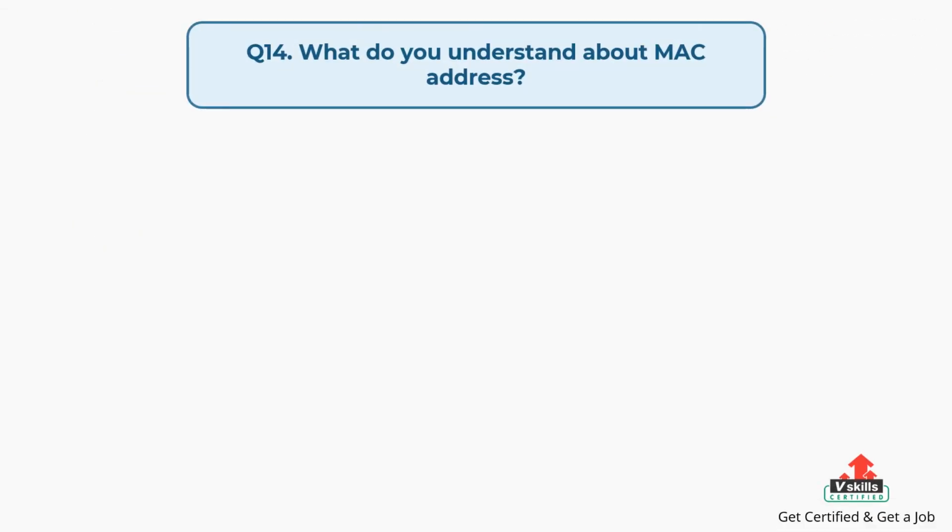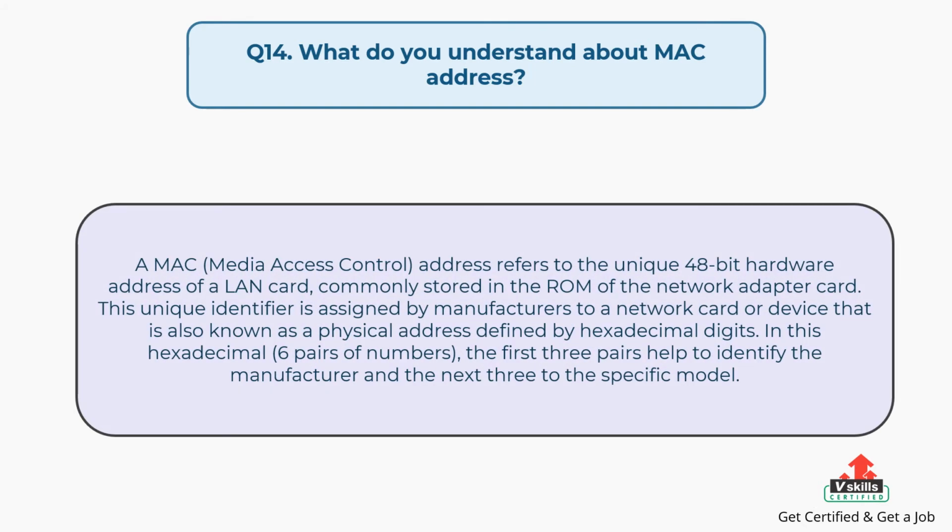Question number 14. What do you understand about MAC address? The answer is: a MAC, Media Access Control, address refers to the unique 48-bit hardware address of a LAN card, commonly stored in the ROM of a network adapter card. This unique identifier is assigned by manufacturers to a network card or device that is also known as a physical address defined by hexadecimal digits. In this hexadecimal, 6 pairs of numbers, the first 3 pairs help to identify the manufacturer and the next 3 to the specific model.